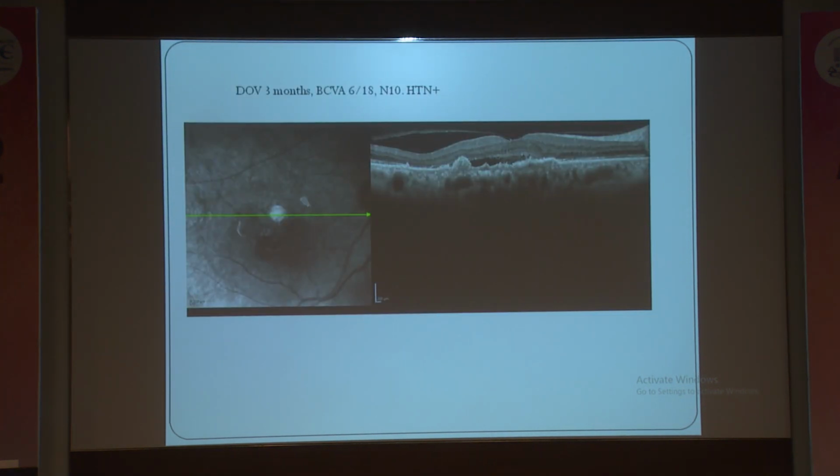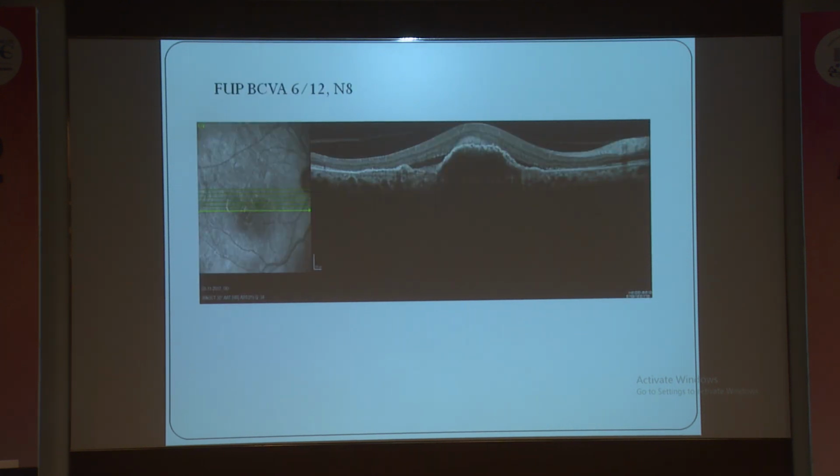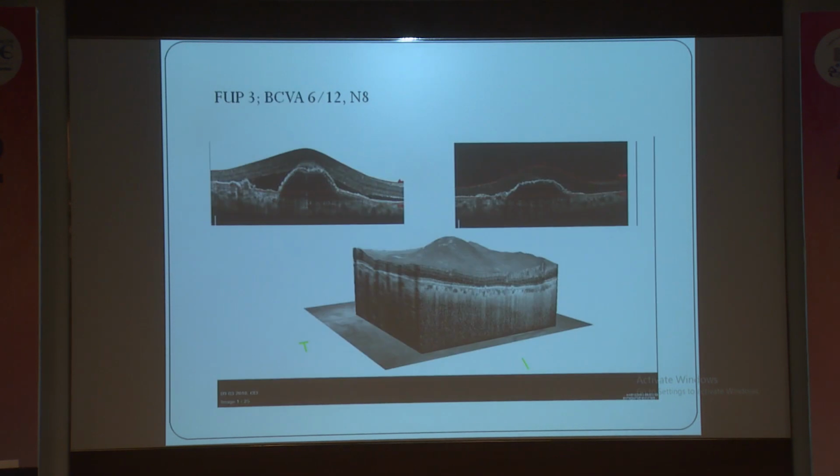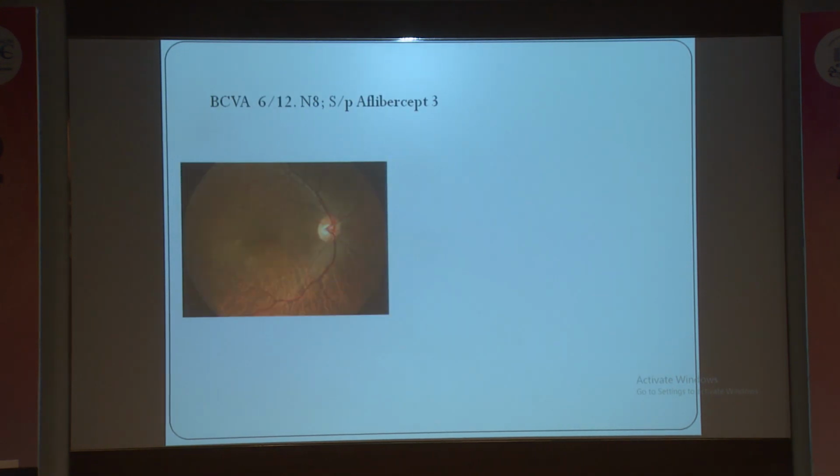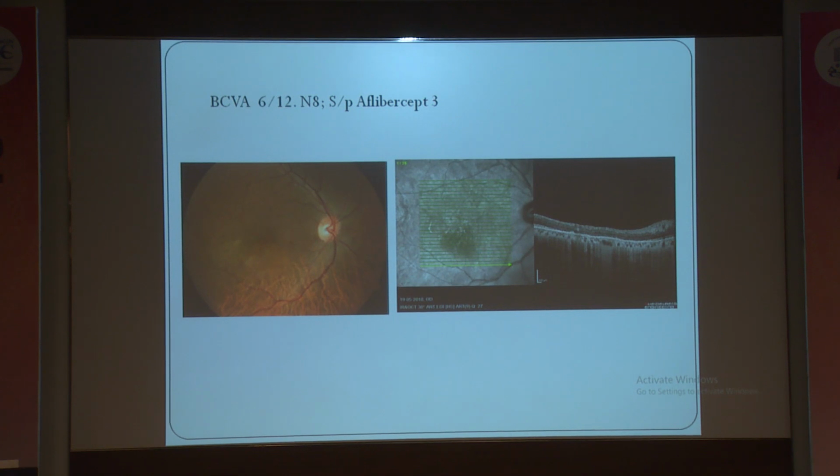So this is another case. You can see this is a CNVM here, subretinal. Ranibizumab was given to the patient, but it was progressing. You can see after the first injection it was progressing, after the second injection it was also progressing, and after the third injection you can see the changes here. At this point we changed the anti-VEGF to aflibercept, and after 3 doses of aflibercept, we can see there is a resolution of the membrane.